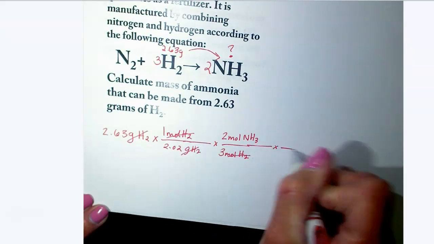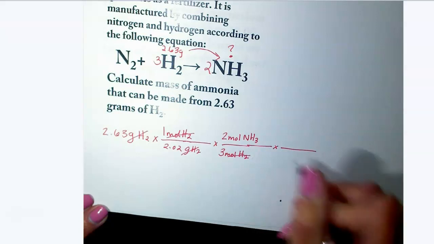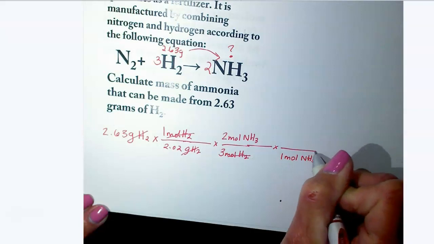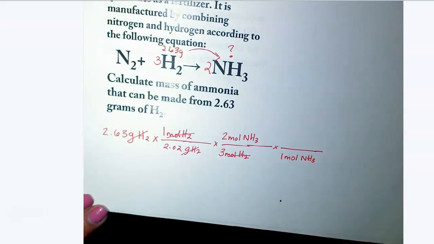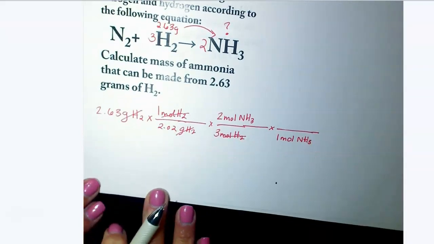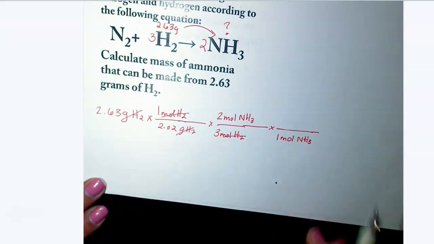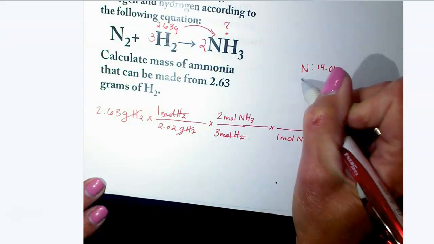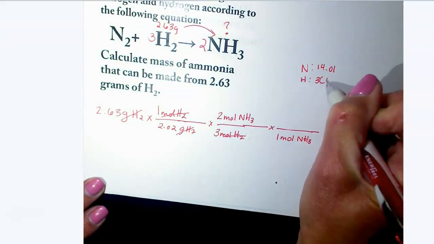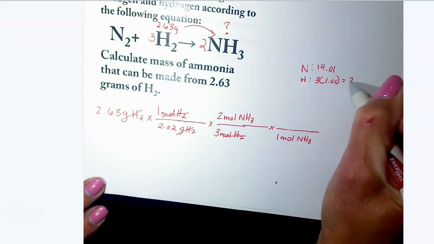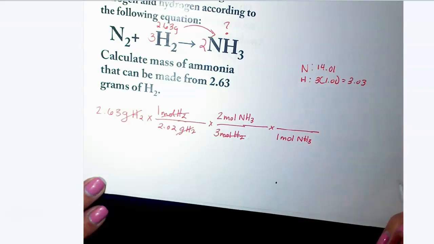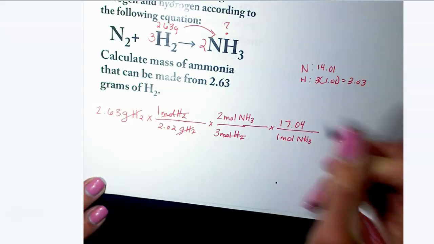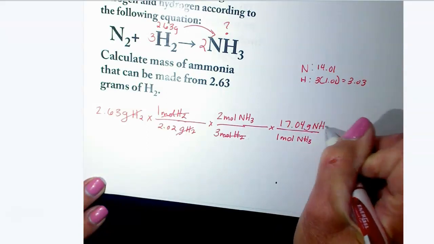So now I'm going to jump on the molar mass highway. I'm going to say 1 mole of NH3 is equal to its mass in grams. So I actually have to calculate the molar mass. Nitrogen is 14.01, hydrogen 3 at 1.01, 3.03. So that is 17.04 grams of NH3.